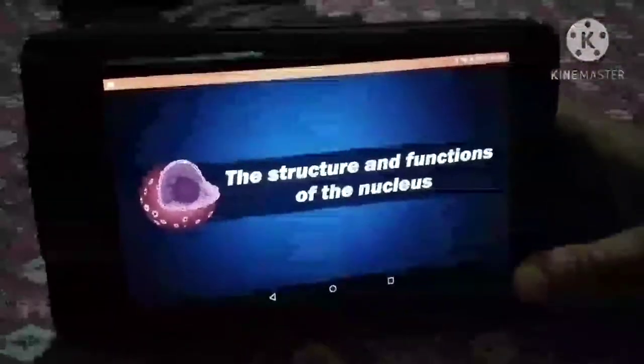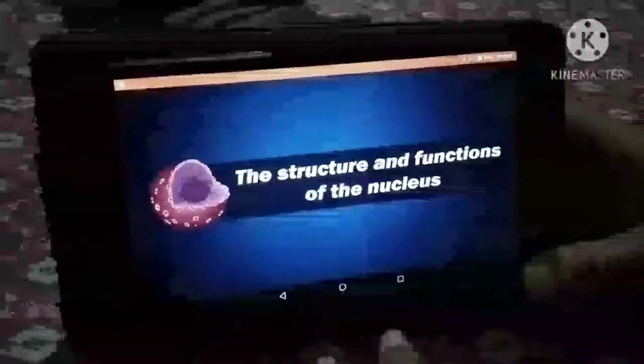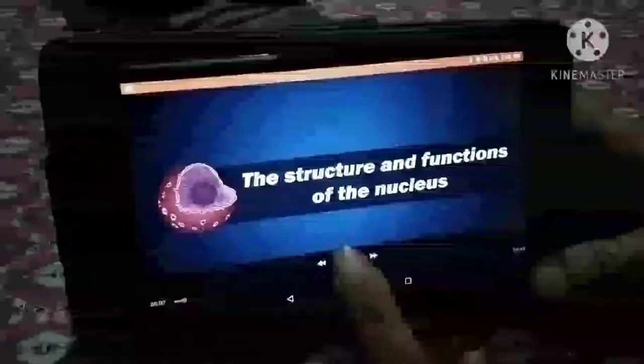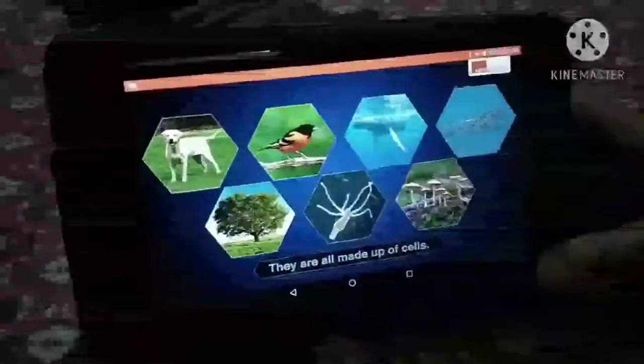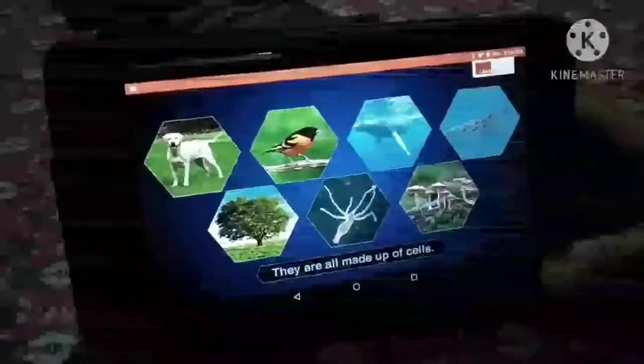Now we will learn about the structure and functions of the nucleus. What is common among the organisms shown on the screen? They are all made up of cells. They could be made up of a single cell or millions of cells. Most cells have a few features in common.